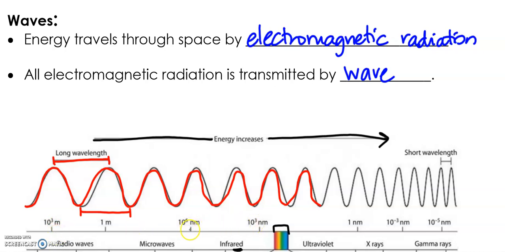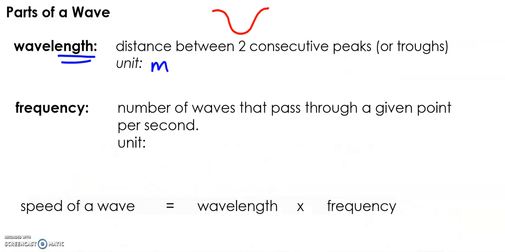As they get smaller, you can see how they're getting closer together. We're going to go to smaller units. So it could be centimeters, it could be millimeters. And a lot of these waves are really, really small. So we're going to use units like nanometers. There's 1,000 millimeters in a meter. There's 1 times 10 to the 9th nanometers in a meter.